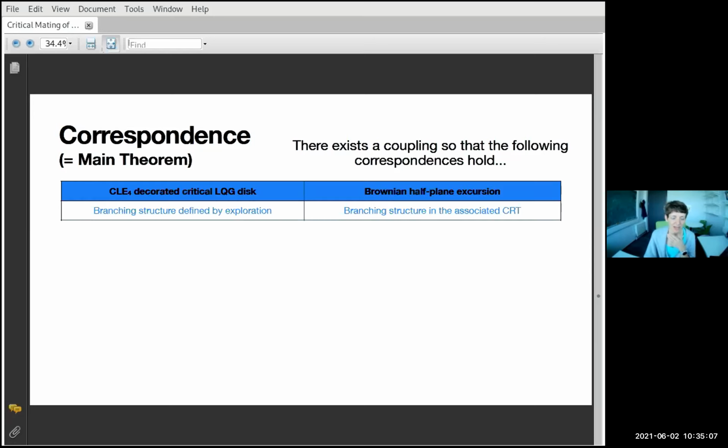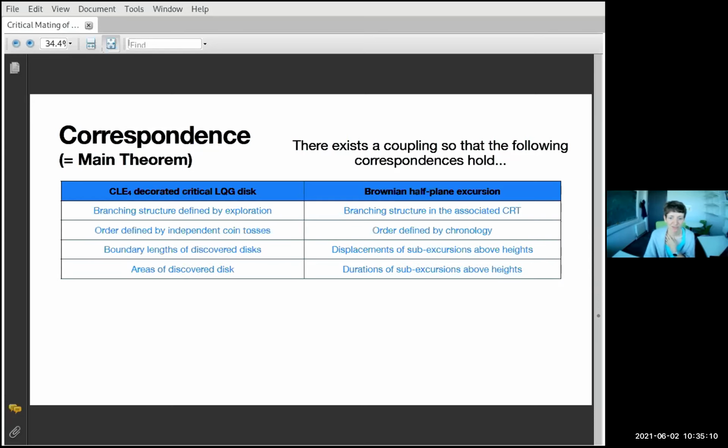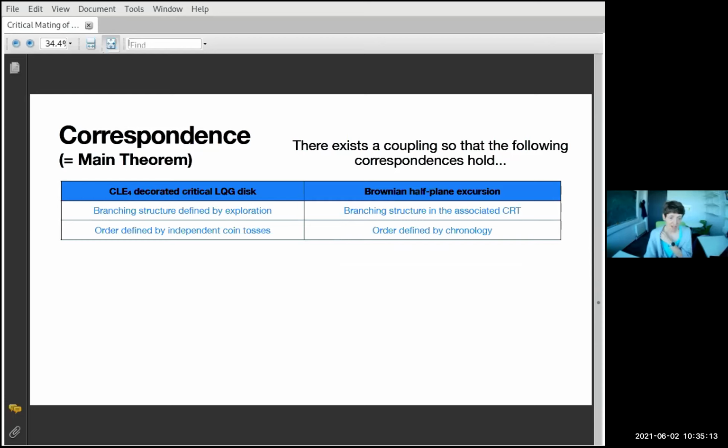So when the paper actually appears on the archive, if you're interested, you can look for a very precise version. Okay, so our result is there exists a coupling so that the following correspondences hold. So in your CLE4 decorated critical LQG disk, together with the exploration and the coin tosses, you have a branching structure and an order on the branches, and what that's going to correspond to in the Brownian half-plane excursion is the branching structure in the associated CRT, or equivalently the branching structure you get if you look at sub-excursions above height and increase the height with the natural order defined by the chronology of the Brownian path.